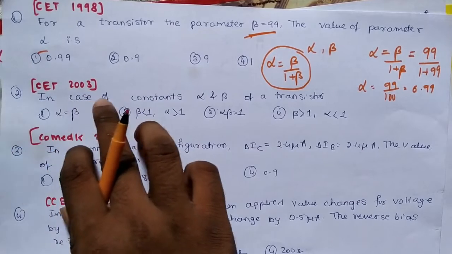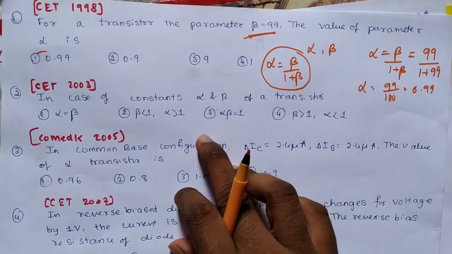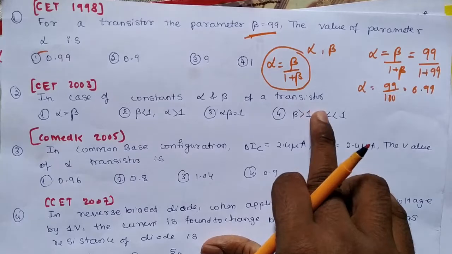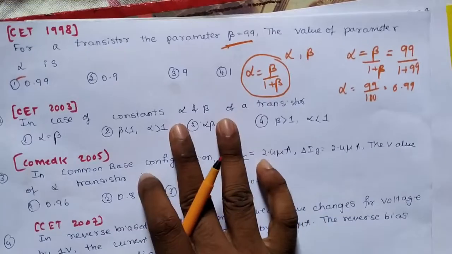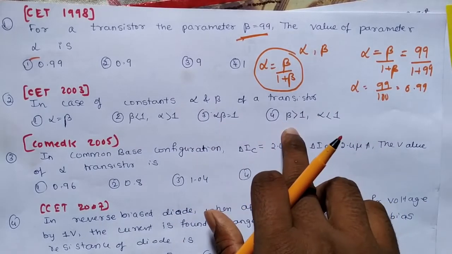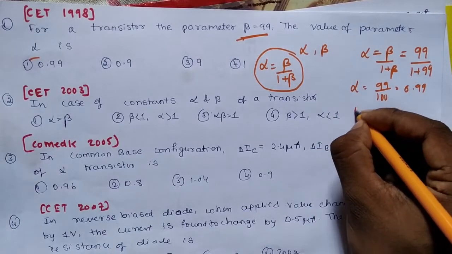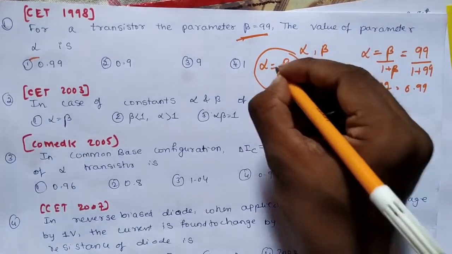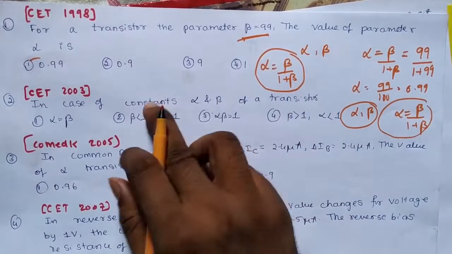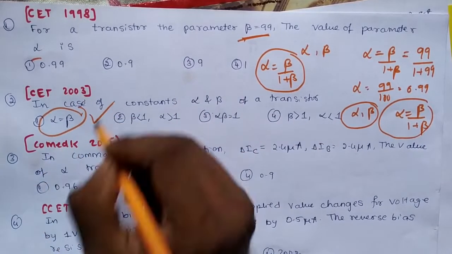CET 2003, they have asked a question: in case of constants alpha and beta of a transistor, alpha is equal to beta, beta is less than 1, alpha is greater than 1, alpha beta is equal to 1, fourth one is beta greater than 1 or alpha is less than 1. Which one is the answer? See, even though alpha and beta are connected with a different formula here, alpha is equal to beta divided by 1 plus beta, in case of constants alpha and beta, if they are considered to be constant, then alpha is equal to beta will be the correct answer.